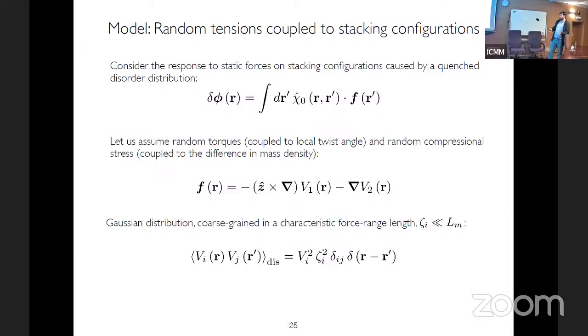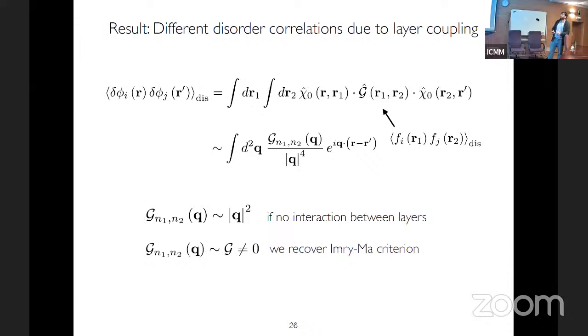And I have two relevant parameters here, basically the strength of this disorder and a characteristic length scale that determines the range, the space range of these random forces. Okay, so that's the model. And now the only thing I have to do is basically to compute fluctuations of these stacking fields.